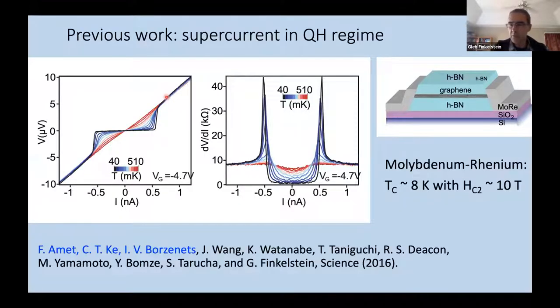A few years ago, we published the paper where we observed a small but noticeable supercurrent in a quantum Hall sample, essentially a two-terminal graphene-based device made of encapsulated graphene with superconducting contacts made out of molybdenum rhenium.